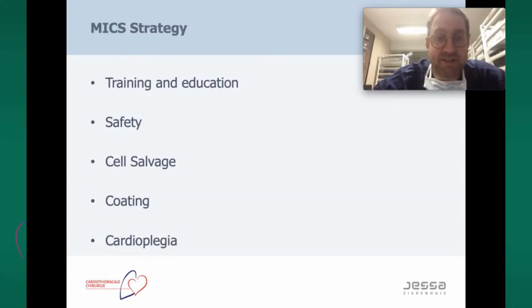Also in the strategy is cell salvage, not only for the evacuation of air in your mini bypass system, but also for separate suction. So we have one sucker line that goes from the table to the cell saver. Coating, I find also very important. We are tip-to-tip coated.